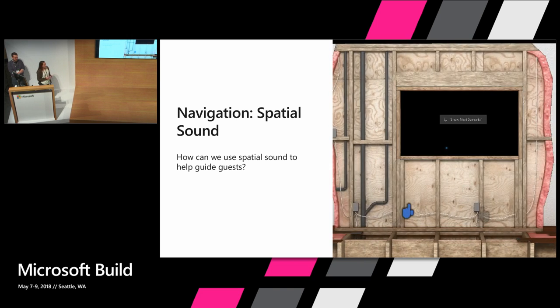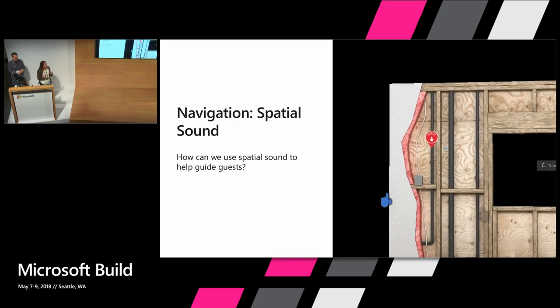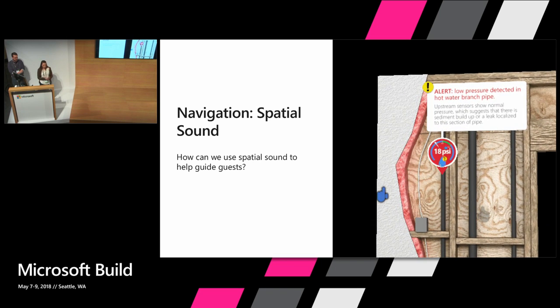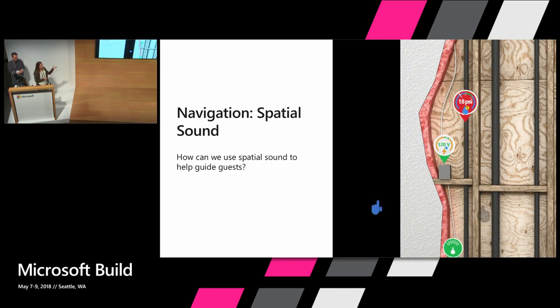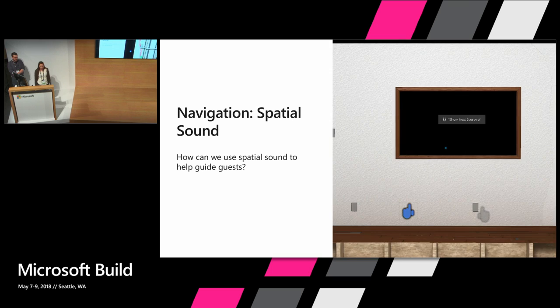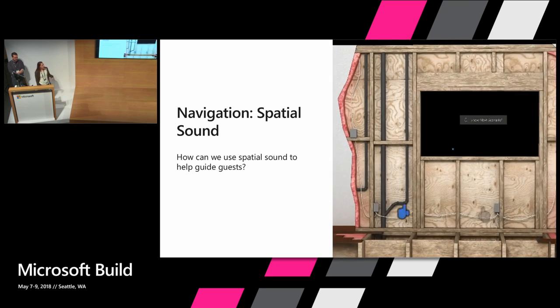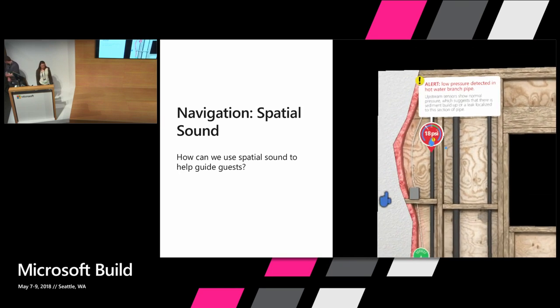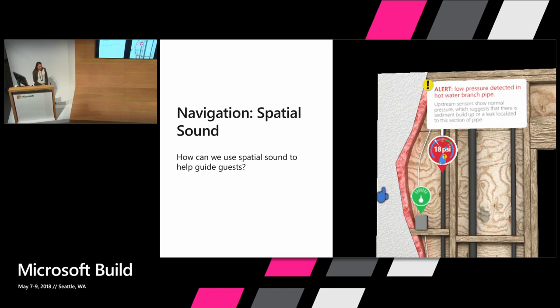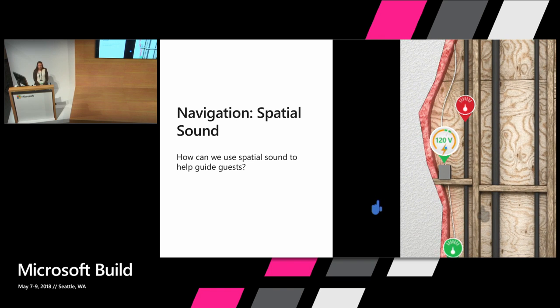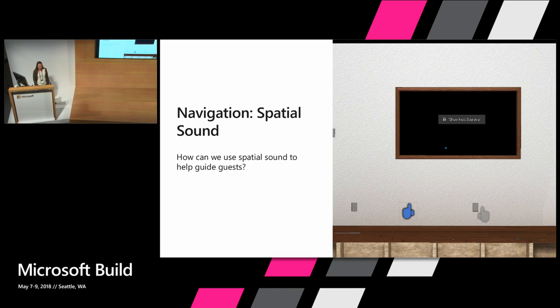And for navigation, the prompts use a radiating, looping sound, so as you get closer, you know you're heading towards the right thing. And within the scenarios itself, we also use spatial sound to draw attention to new or changed content in the scene. So we always recommend using these directional audio cues to help reinforce the visual cues that you're providing in the experience.